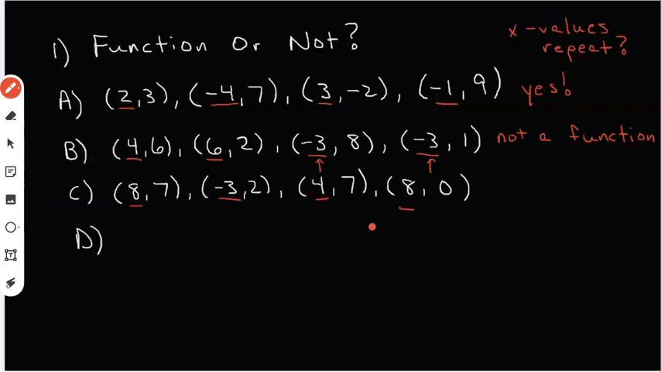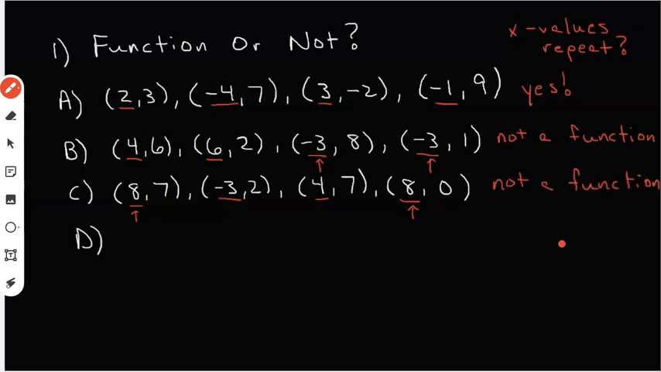And we're going to ask ourselves, do the X values repeat themselves or not? It actually turns out, yes, the 8 is going to repeat itself. See how the 8 shows up twice? So this is not a function. Not a function whatsoever. Right, Coach?